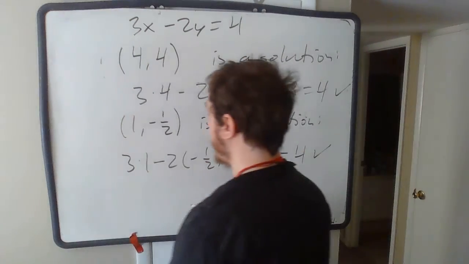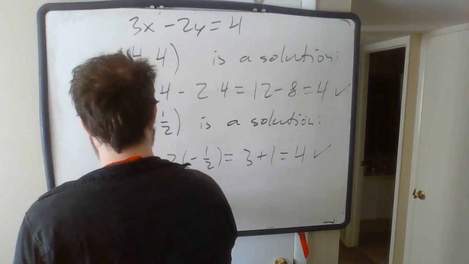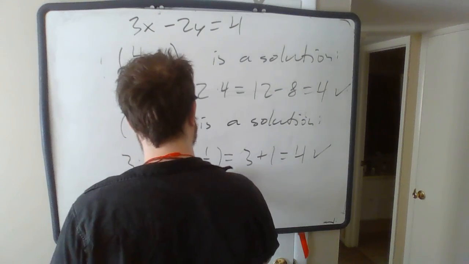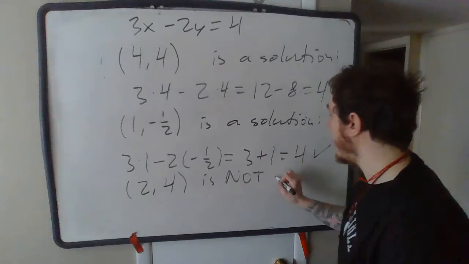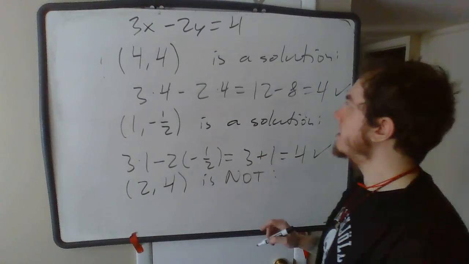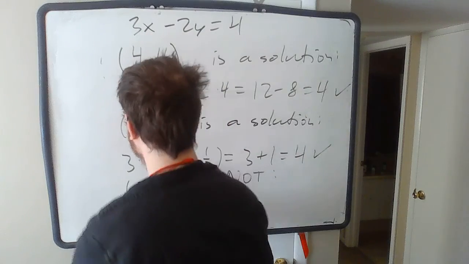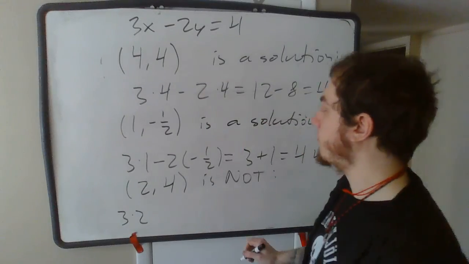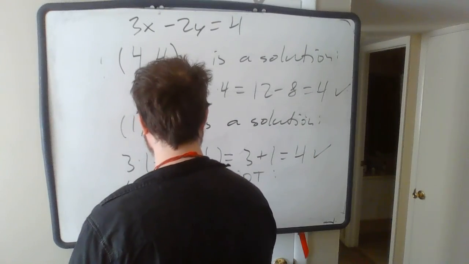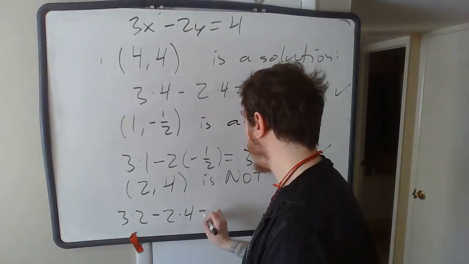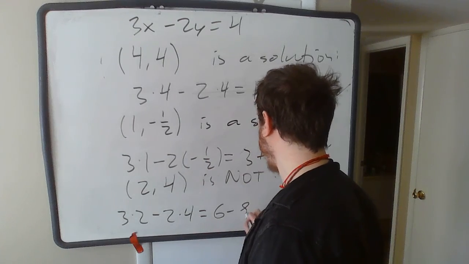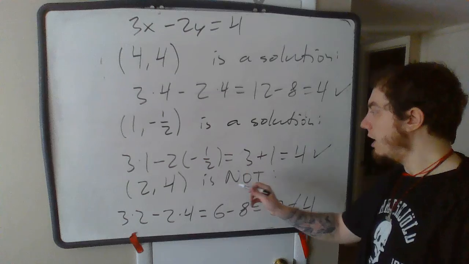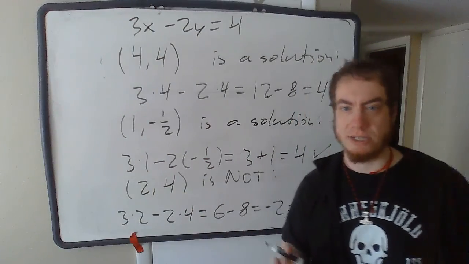On the other hand, 2, 4 is not a solution. Because if I plugged in 2 for x, I would have 3 times 2. If I plug in 4 for y, I would have minus 2 times 4 here. And that would come out to be 6 minus 8, which is equal to negative 2. That is not equal to 4. So this pair is not a solution.